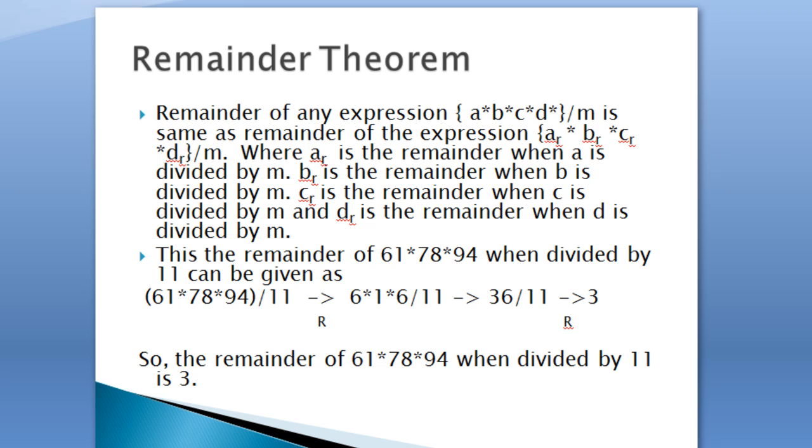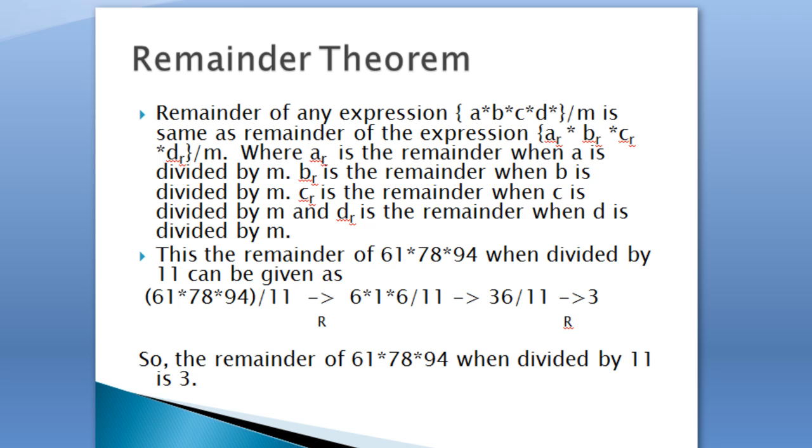To illustrate this, we have taken one example here. Let's say we need to find the remainder of 61 times 78 times 94 when this expression is divided by 11. One way to do it is to multiply 61 with 78 and then multiply whatever you get with 94. It's going to be time consuming. Not only that, it's going to be a large number, and then again you divide that by 11 and find the remainder.